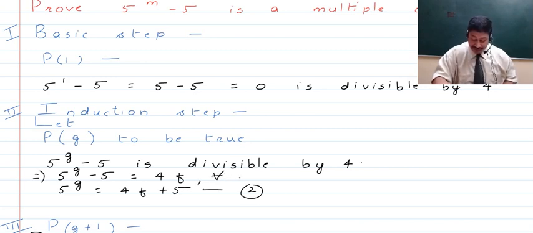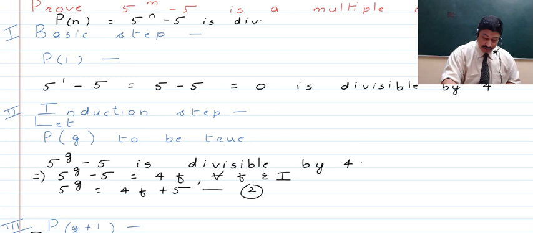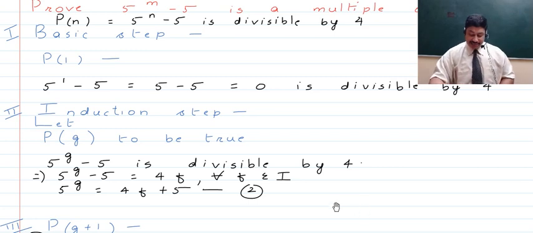So here you will say that for every f that is an element of integers, and here also it will be best if we write this statement Pn that we have to prove, which is 5 raised to the power n minus 5 is divisible by 4, right?